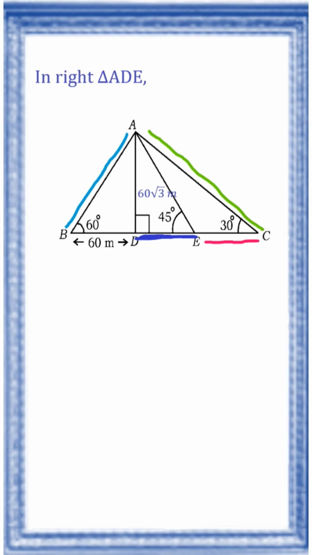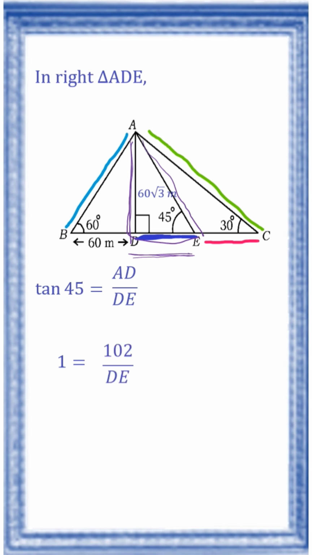Now in right angle triangle ADE, this triangle, observe the figure. Here we know this height. So now we can calculate it by tan 45, isn't it? Now only I can tell DE is equal to 60 root 3, or 102. 60 root 3 meter is equal to 102 meter. How? Tan 45 is 1. No. So tan 45 is equal to AD by DE. Here we know tan 45 is equal to 1. AD is 102. So DE is also 102 meter.